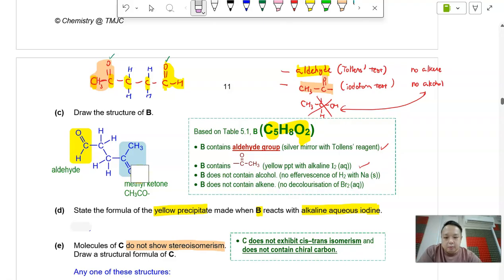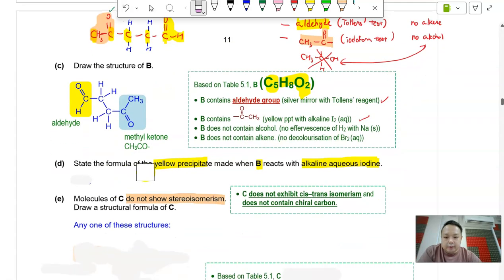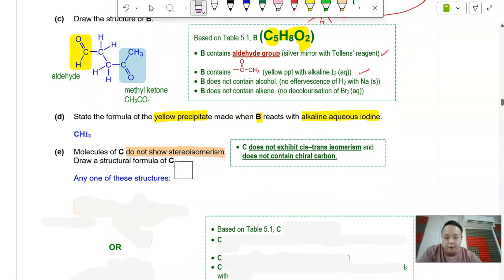Okay? So now, moving on, they say state the formula of the yellow precipitate. The yellow precipitate will be your CHI3. This is quite straightforward. It's basic recall. Okay? Now, last but not least, we now focus our attention on C.